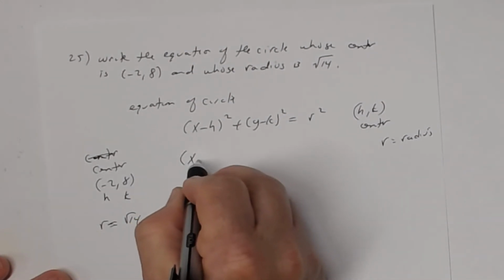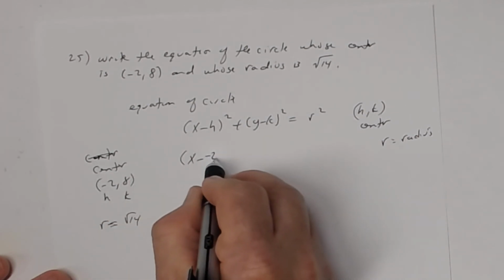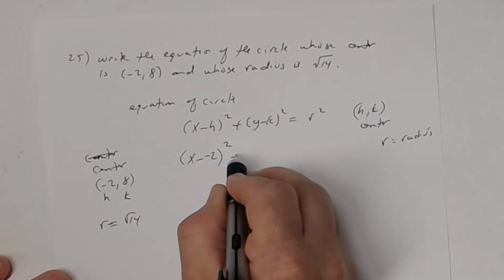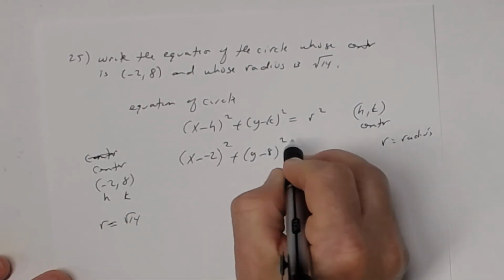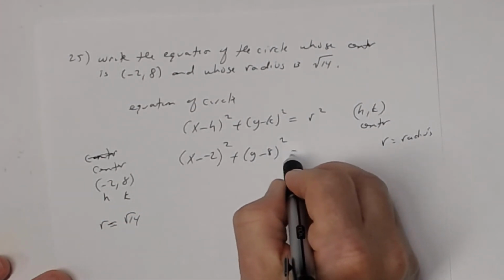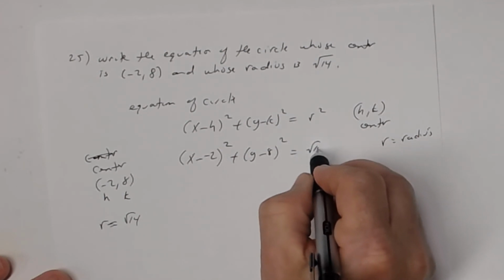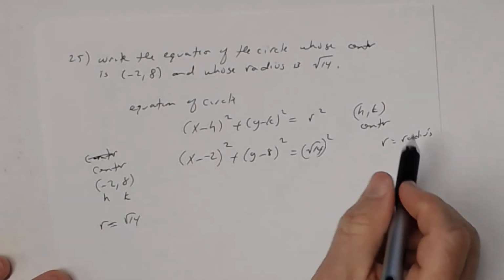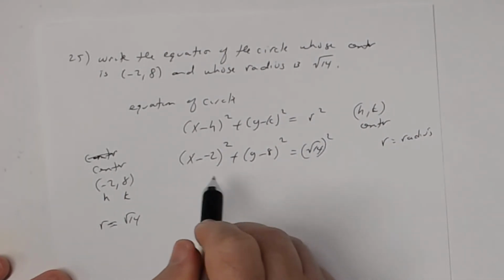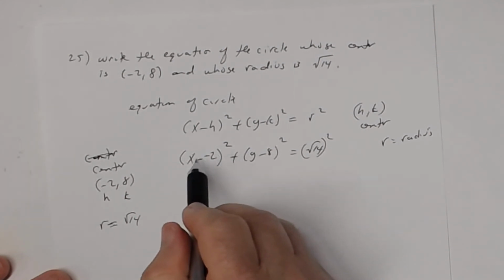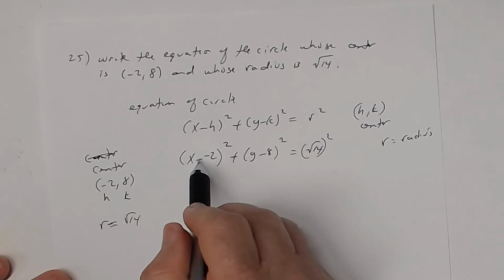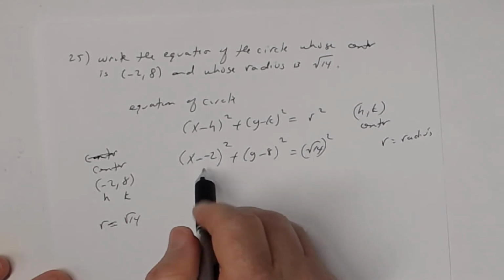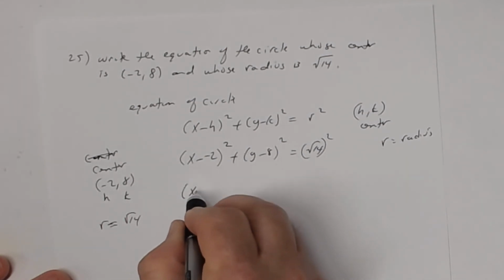So I get x minus h, which is negative 2, squared, plus y minus k, which is 8, squared, equals r, which is the square root of 14, squared as well. Now let's simplify a little bit. If you see x subtract negative 2, you need to know that subtracting a negative means addition. So it becomes x plus 2.